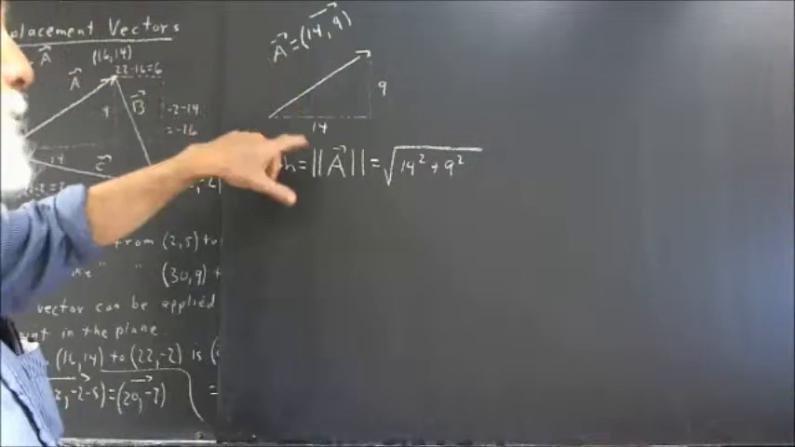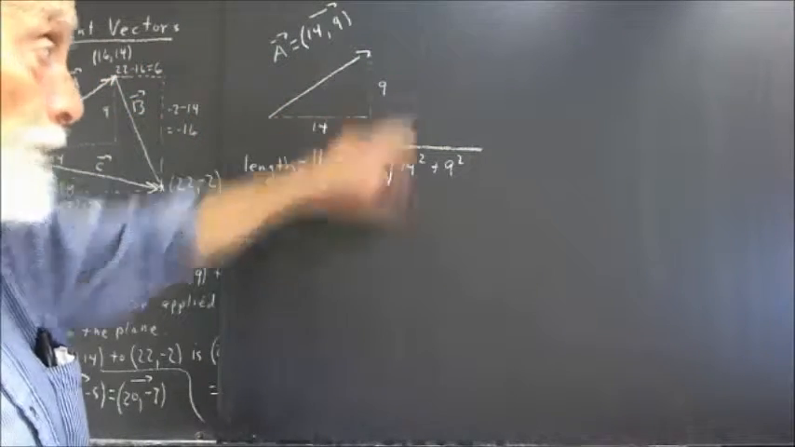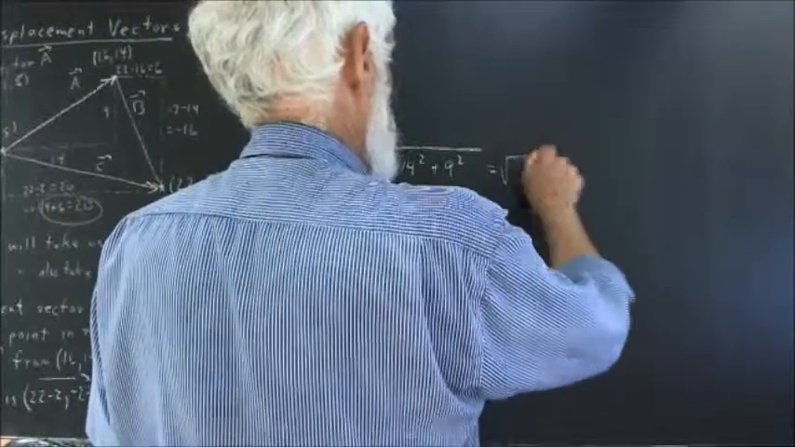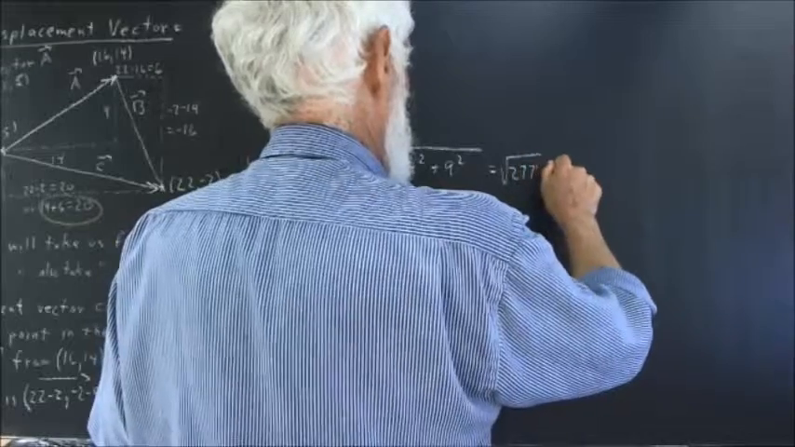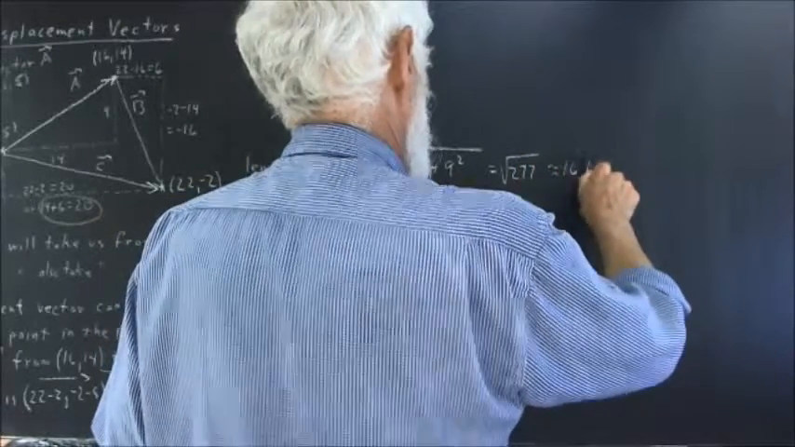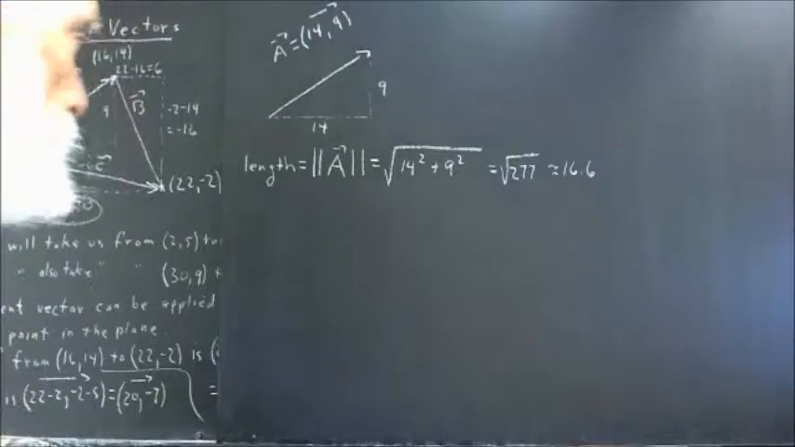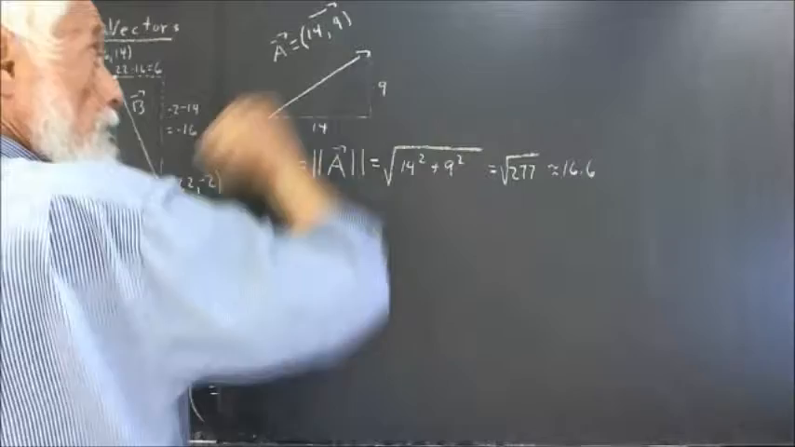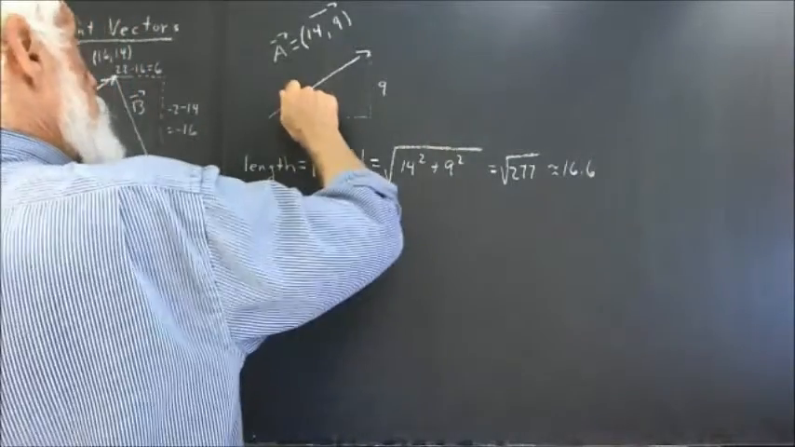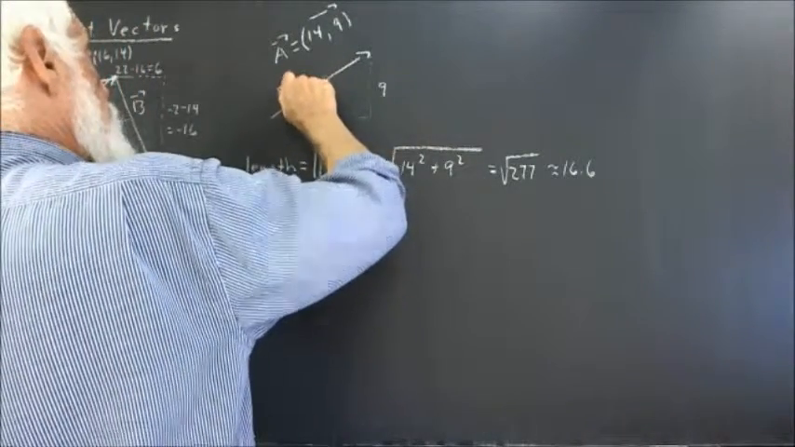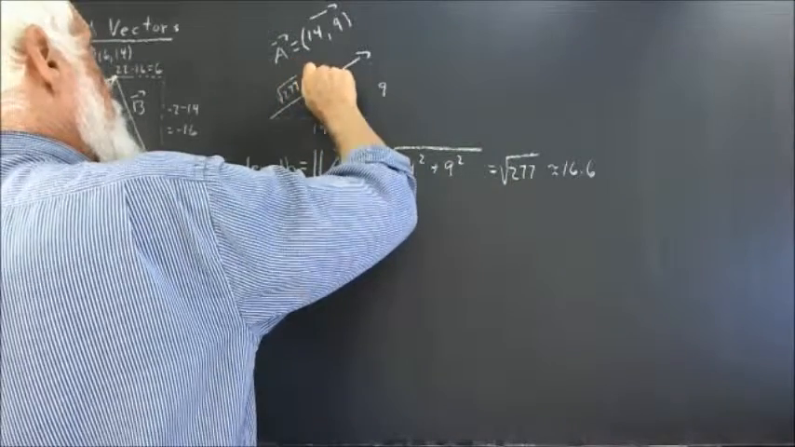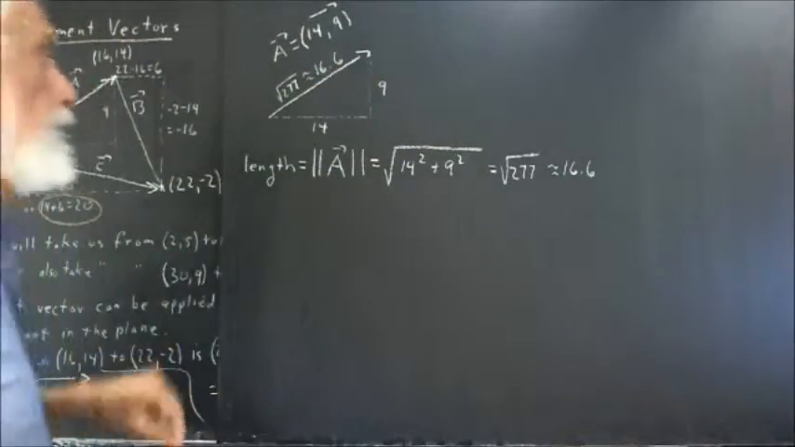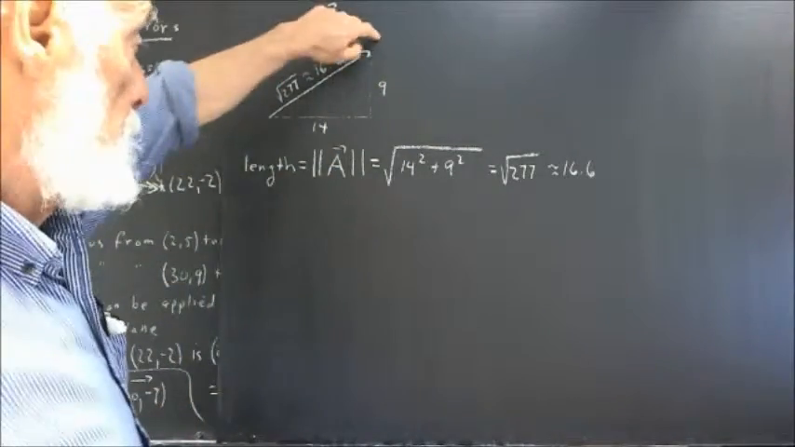Okay, the length is certainly the square root of 14 squared plus 9 squared. And of course that's the square root of 277 if I do my arithmetic correctly, and that's approximately equal to 16.6. So we can say this is our vector A, and it has a magnitude that I'll label next to the vector of square root of 277, approximately equal to 16.6. So now we have the length of the vector, or the magnitude.